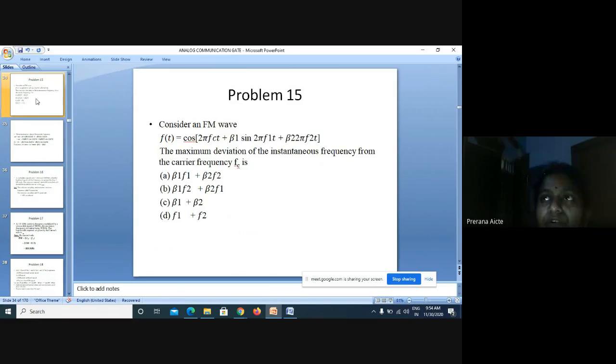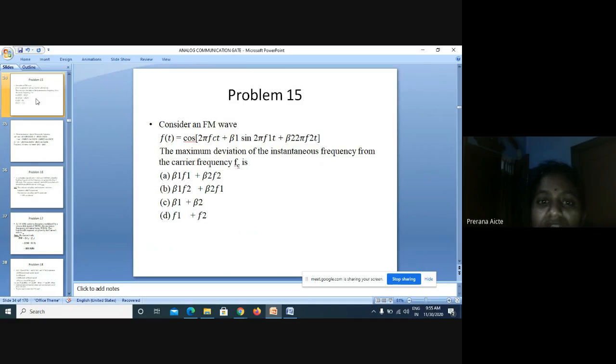For a positive amplitude, the frequency that we transmit is fc plus del f. When the amplitude is zero, we transmit with a frequency of fc. When the amplitude is negative, we transmit with a frequency of fc minus del f. Here del f defines the frequency deviation.